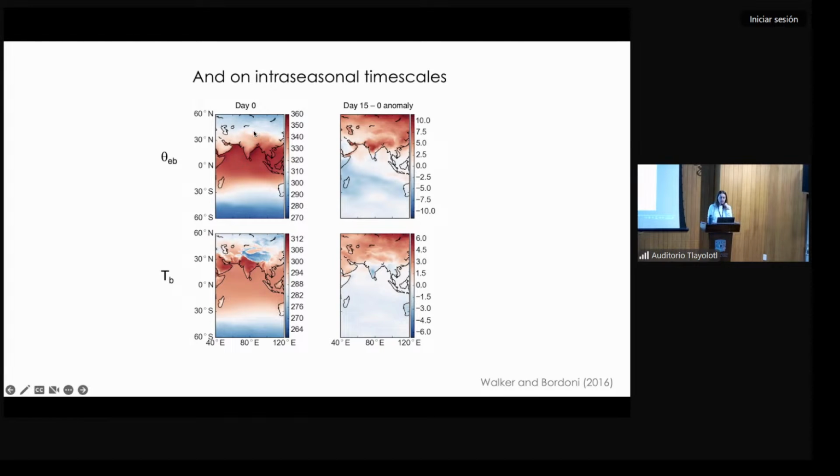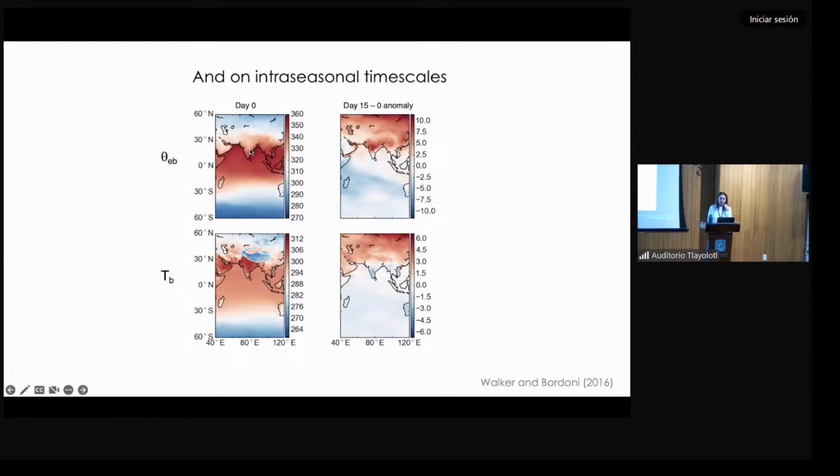So this is the composite at day 0, over all of the years that we looked at, of equivalent potential temperature or moist static energy. Again, you can think of this as moist static energy if it's simpler for you. And this is the distribution of the temperature in the boundary layer. So we clearly see that at the time of monsoon onset, temperature is larger over land than it is over the ocean.